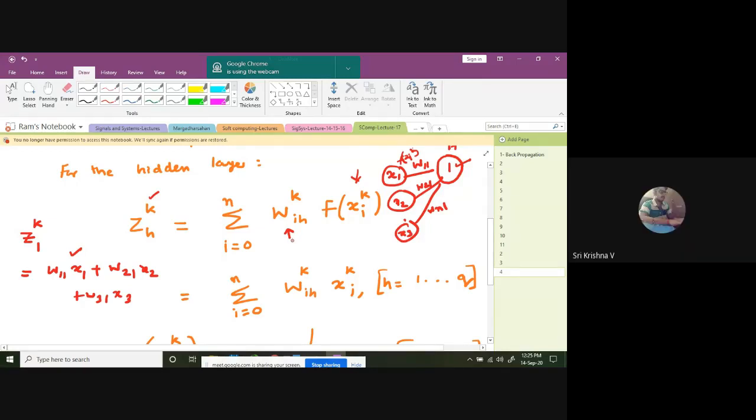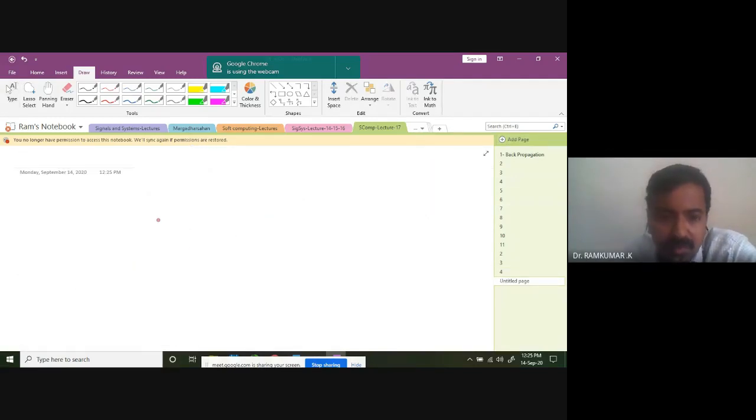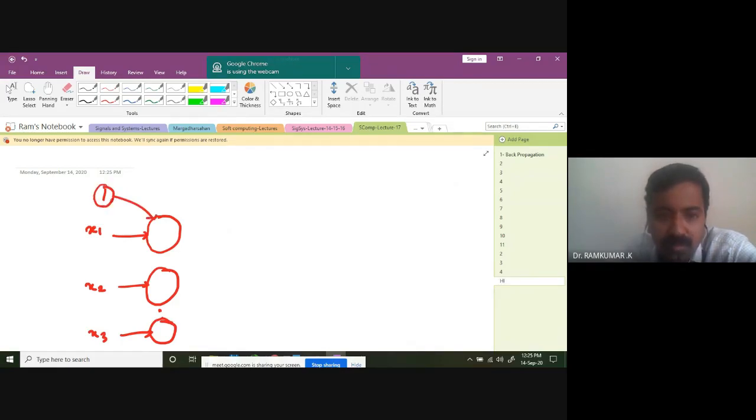You want me to repeat? Okay, listen carefully. We are talking about neurons. The input layer is like this. Let us imagine I have 3 neurons. What is the first one? It's going to be X1. What is the second one? It's going to be X2. What is the third one? It's going to be X3. And I'm connecting 1, which is the bias, to all the 3.